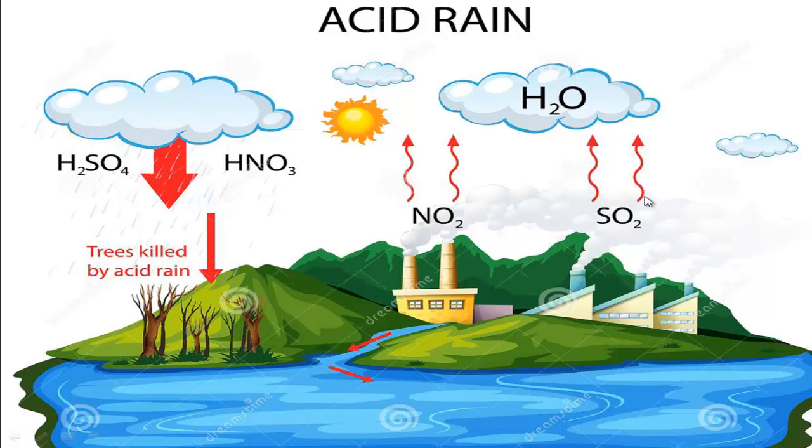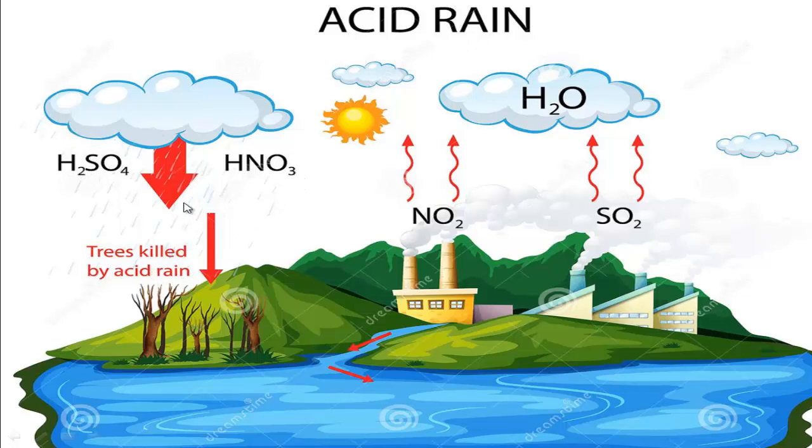So when these gaseous substances are blown by wind and mix with the atmospheric water or water vapor, then different types of acid are produced: nitric acid, sulfuric acid, etc. And when these acids come down mixed with rainwater, then that rainwater is known as acid rain. That means in the rainwater there are present different acids such as sulfuric acid, nitric acid, etc.